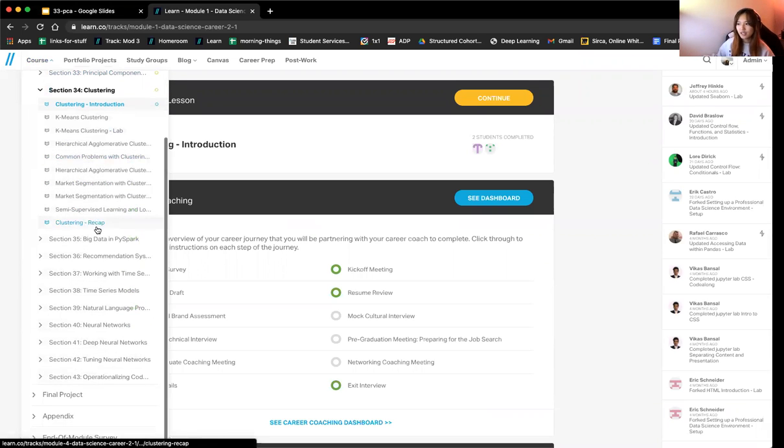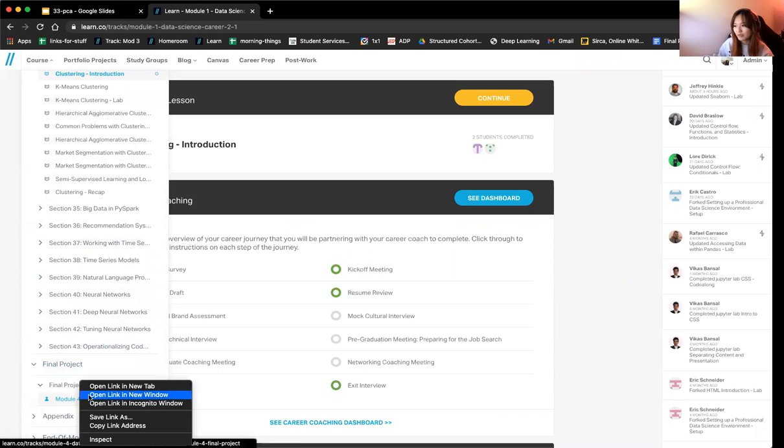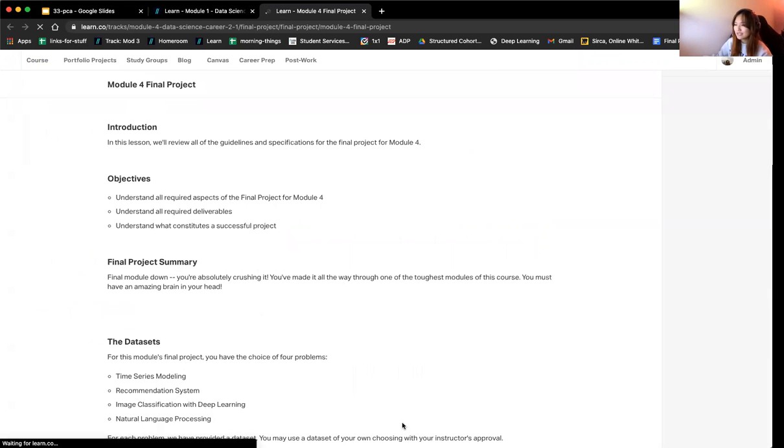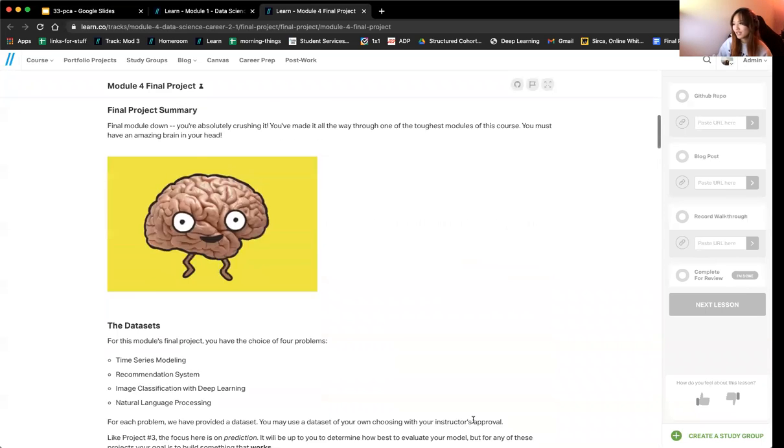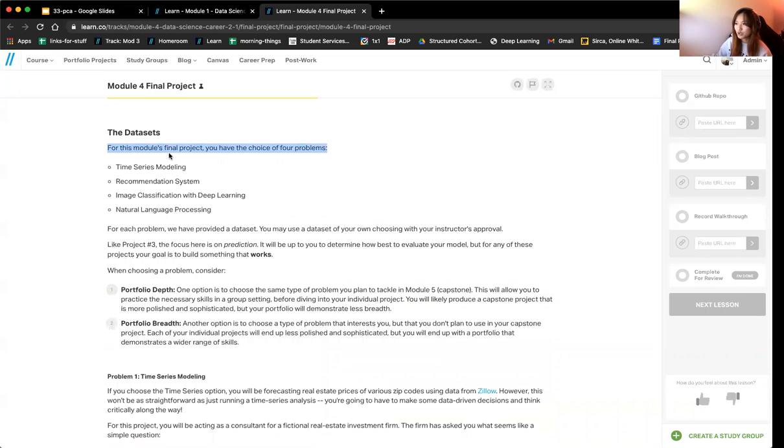To start, to make sense of why this mod is structured this way, it is worthwhile taking a look at the final project. With this final project, slightly different from all the past final projects we've done, you have the choice of 4 different kinds of problems. As you can see here, it's either time series, recommendation system, image classification, or NLP, natural language processing. Each of these has a provided data set. If you want to do one of your own data sets, you can let me know too. But the fact is, there are these 4 very, very different topics.